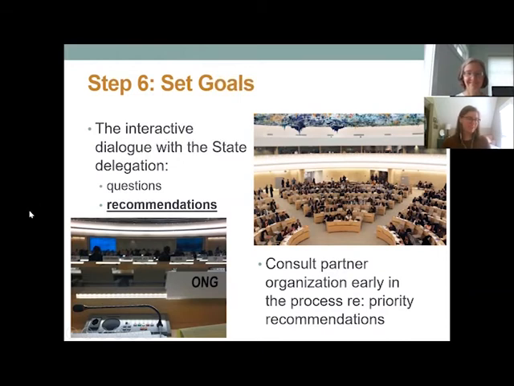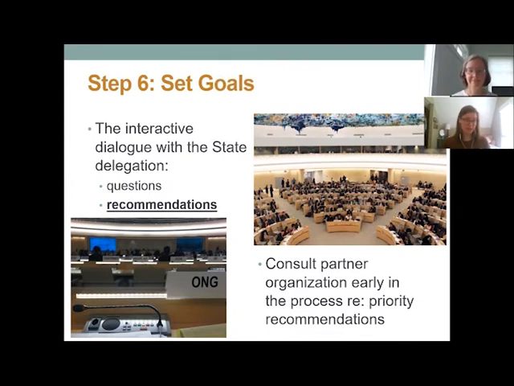All right, so for step 6, you want to set your goals. After you've clarified your role, it's important to set your advocacy goals, as we talked about. So think about what you want delegates to say on your behalf about the issues you care about. There are three main ways to engage.